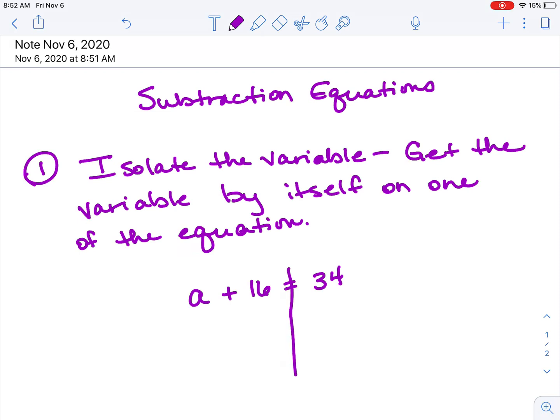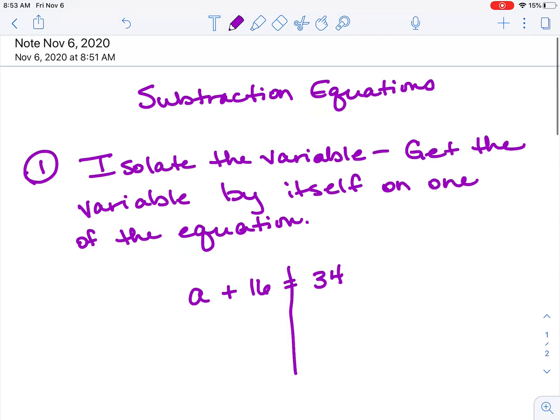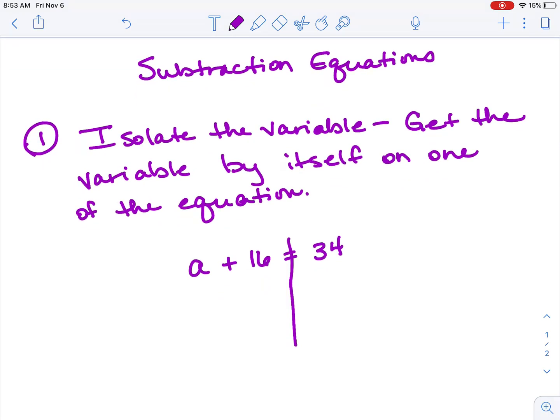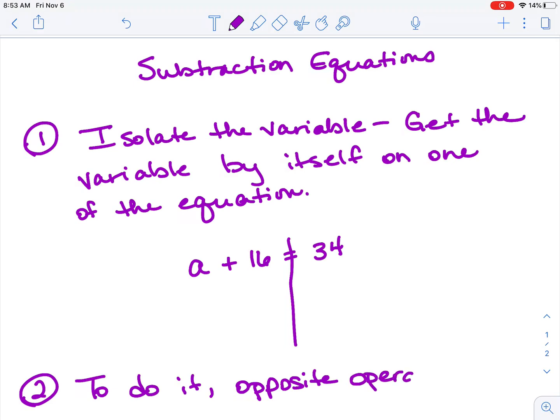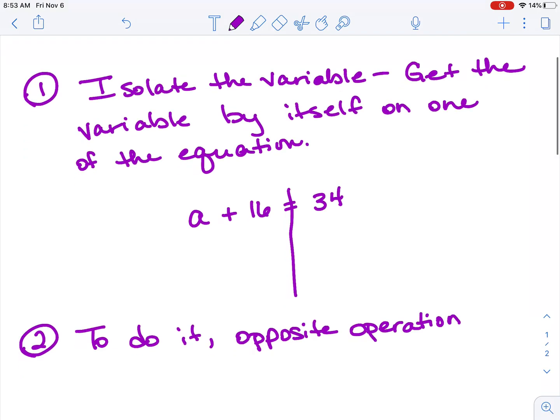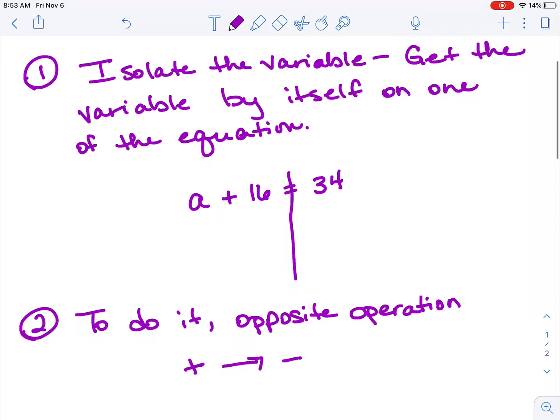I always put this line like here so that way it's very easy to see the left side and the right side of the equation. I wanted to isolate that variable a. That means I wanted the a to be the only thing on the left side. So to do that, you have to do the opposite operation, which means if it's an adding problem, the opposite of adding is subtracting. And today, if it's a subtraction problem, the opposite is adding.